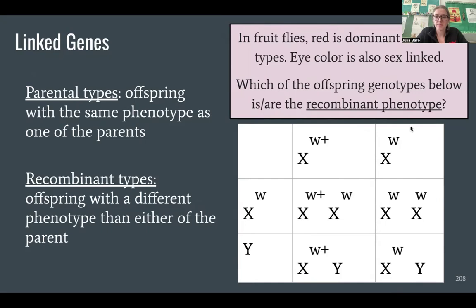Did you get it right? So looking at these recombinant phenotypes, the reason these are considered recombinant is because they are not like either of the parental groups. This would be a mutant female, and this female is a wild type female, and this would be a wild type male, whereas the parent was a mutant male.